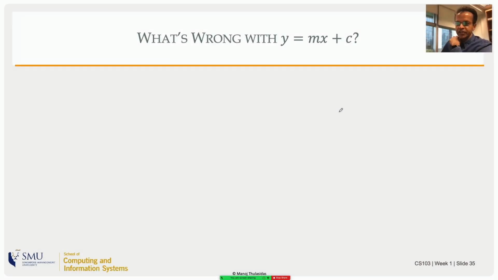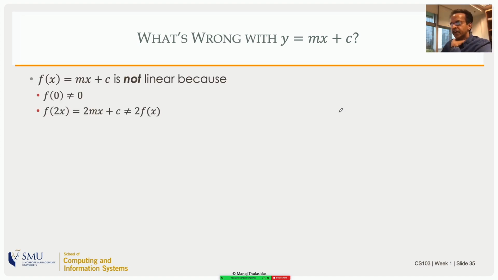4x. So what's wrong with y is equal to mx plus c? So f(x), which is a placeholder for the expression mx plus c, is not linear because f of 0 is not 0. And if you double it, obviously you get something. It's not twice of x, so it's not homogeneous. So right away it's not linear. But we know that is the line.